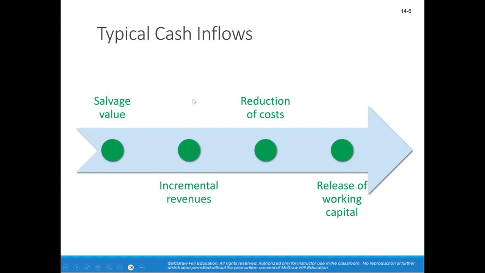So you bought a new piece of equipment, you're able to manufacture different products. You're making a product now that you didn't. Reduction in cost: so you get a new machine, just like the new air conditioner, you have a reduction in cost because it uses less electricity. And release of working capital when you sell the product.